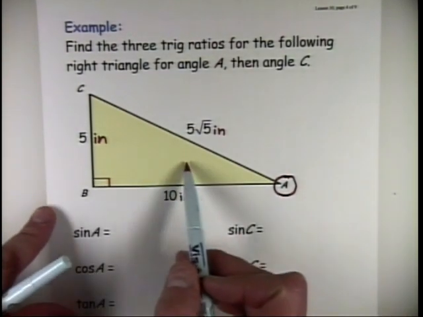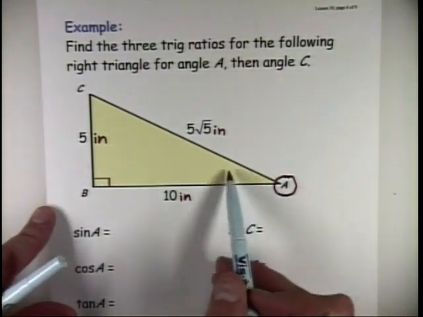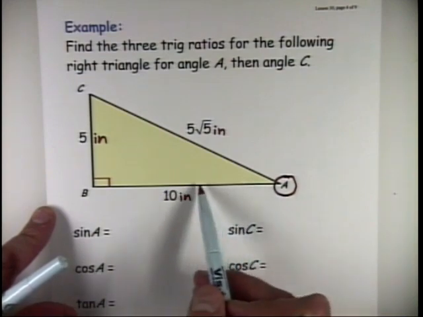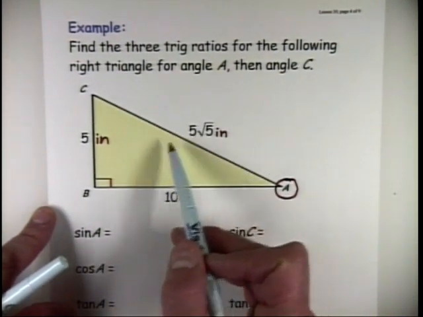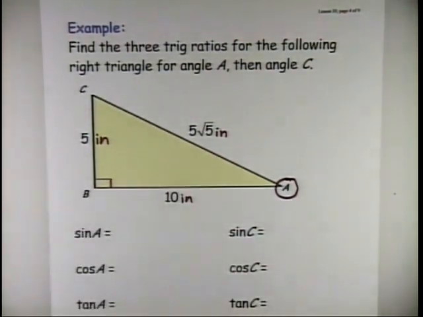So the side opposite it, boom, is my 5. The side that's adjacent is 10. And the hypotenuse, boom, is the longest side, 5 square root of 5. And remember, it's always opposite your right angle. So let's go ahead and fill in our ratios.